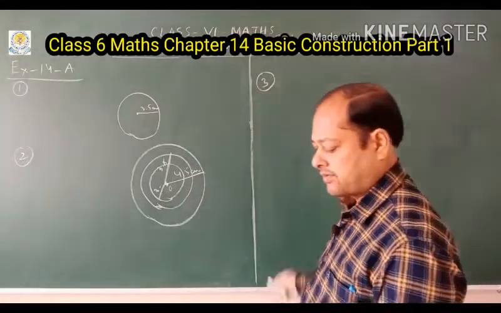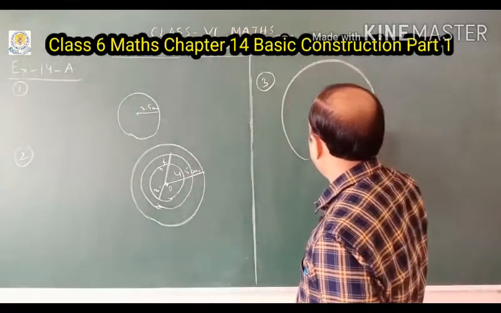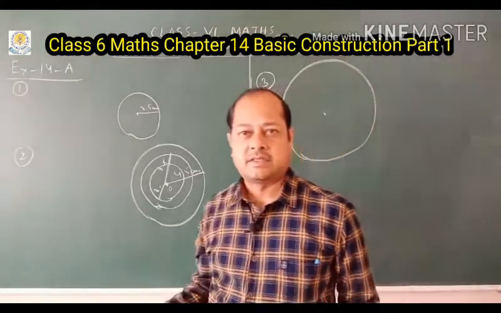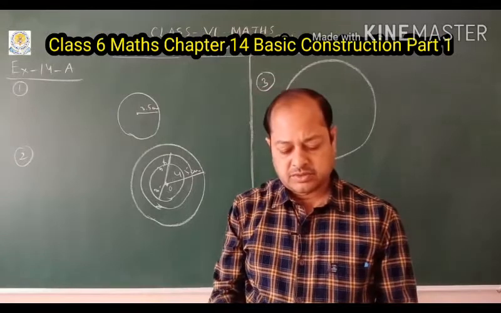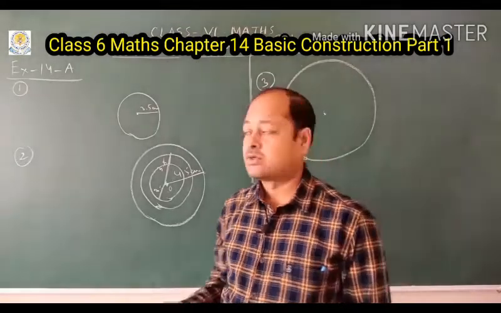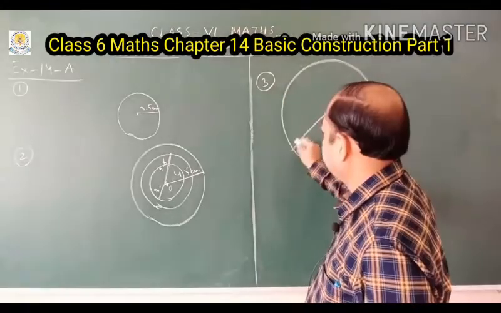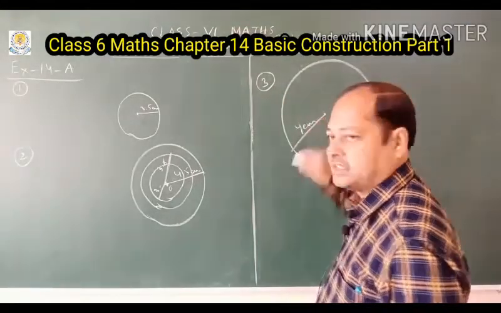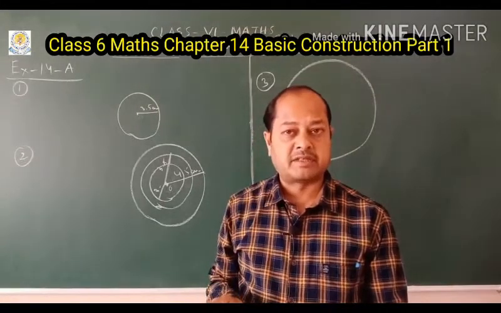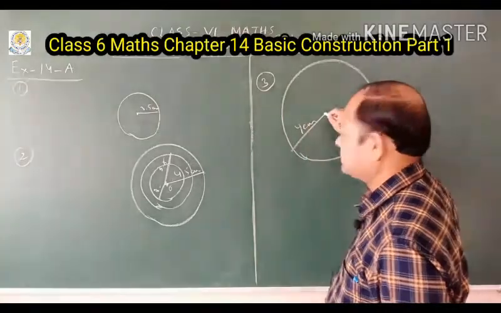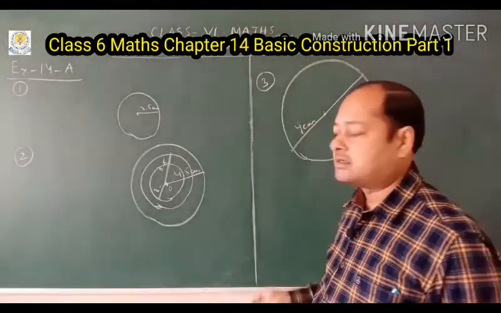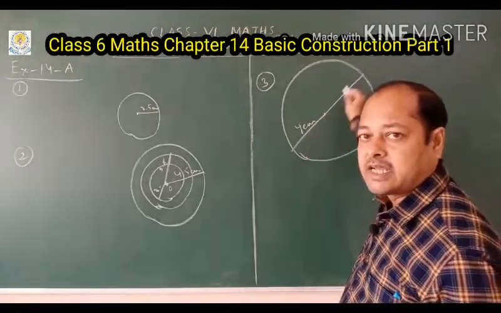The radius is not given, so you can draw a circle of any radius. Now suppose say 4 centimeter. So I have drawn a circle having radius 4 centimeter. The question says, draw any two of its diameters. If this is the radius, then if I extend this radius, it will be the diameter.